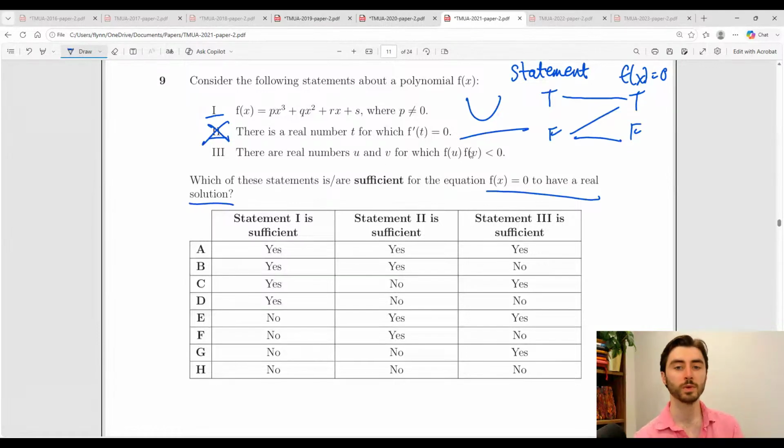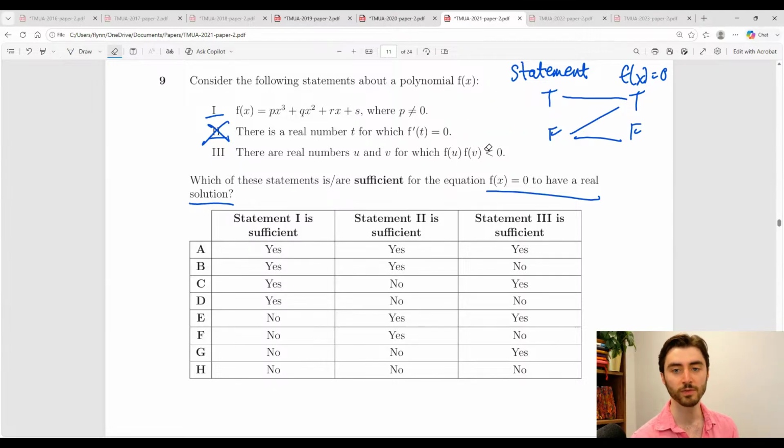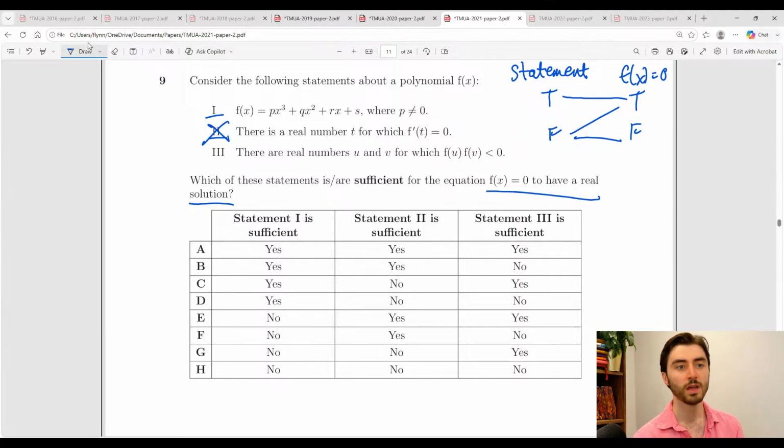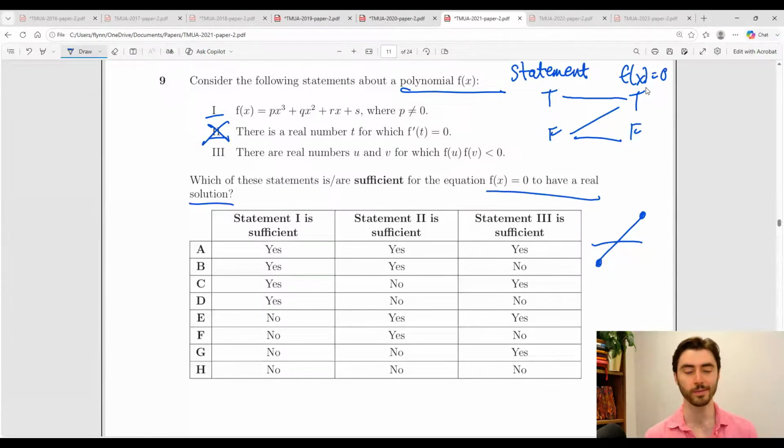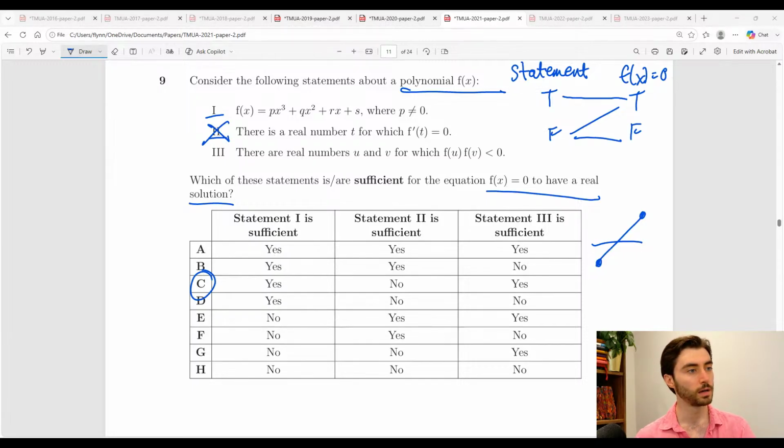Now, when you see this, f of u times f of v must be less than 0. The only way that's negative is if one is positive and one is negative. And again, we're talking about a polynomial, not just any function. So if one is positive and one is negative and it's continuous in between, then somewhere in between it does have to go through 0. So that is true. If that is true, the only thing that can be true is that f of x equals 0. So it's yes, no, yes, which is C. All right, let me just check that. Yep, perfect. So that's crossed off.